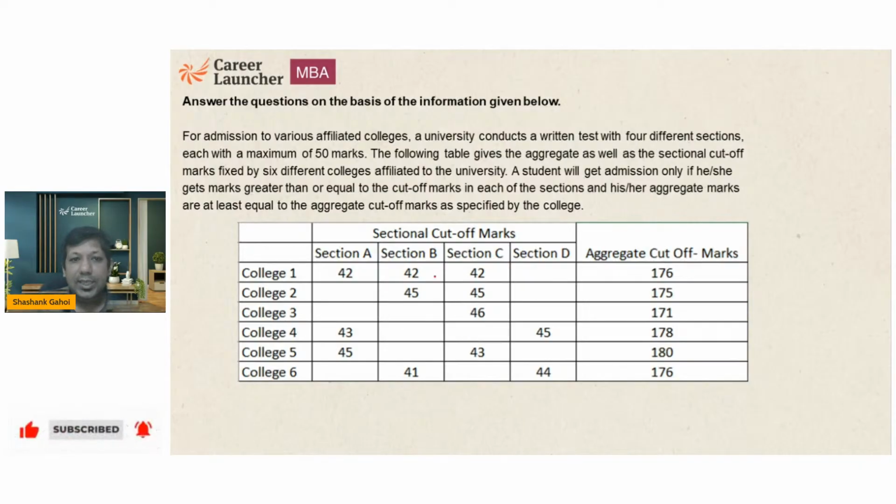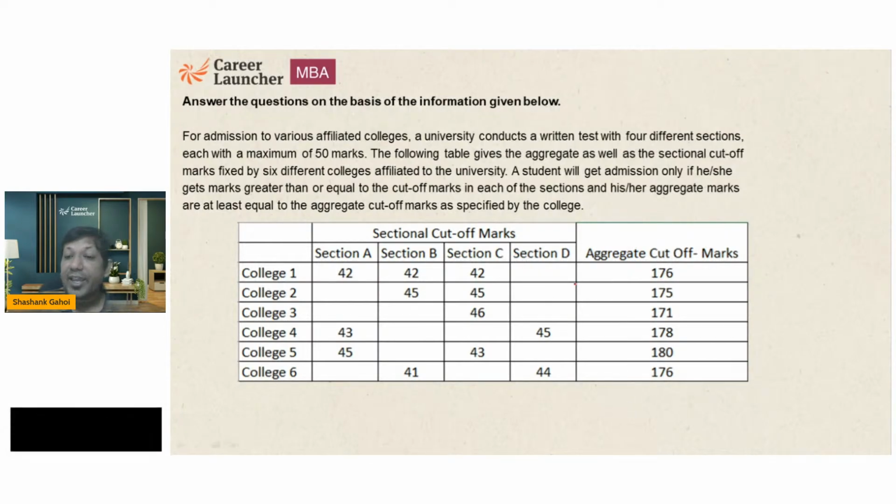Okay. Now the problem is, people might think in this set, this is the tricky part. People might think that 42, 42, 42, this is 126. So यहाँ पे 50 marks होने चाहिए section cutoff, right? So that summation becomes 176. But that is not right. And why not? When something is missing in the table, it means it doesn't have any sectional cutoff.